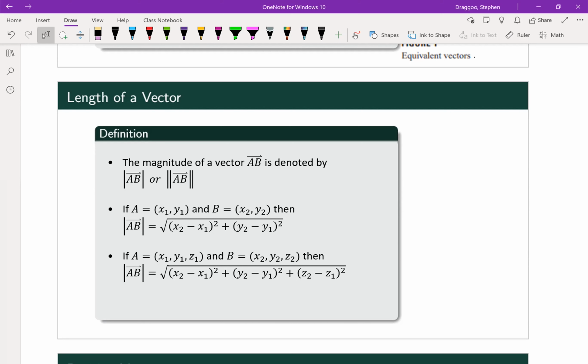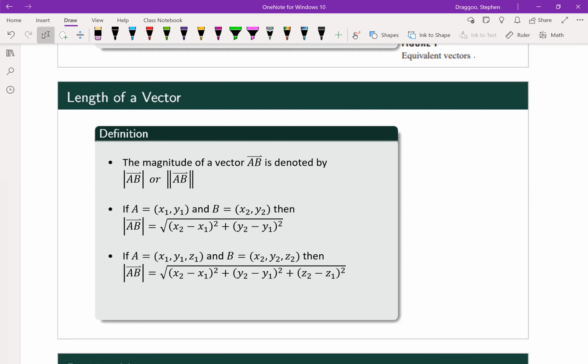And then we're going to define what a magnitude looks like for both a 2D vector and a 3D vector. So if we have a vector that goes between a pair of 2D points, A and B, then the magnitude of that vector is just the distance between points A and B. We saw that distance formula in the last section. Same with 3-space: the magnitude of that vector is just the distance between those two points, just this time in 3-space. So x, y, and z.